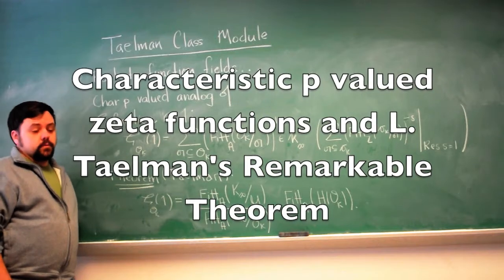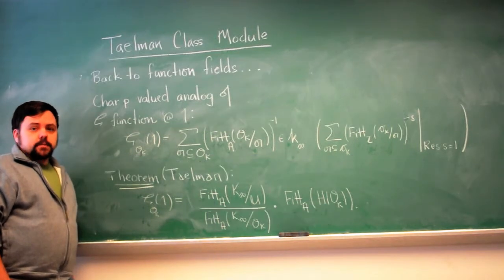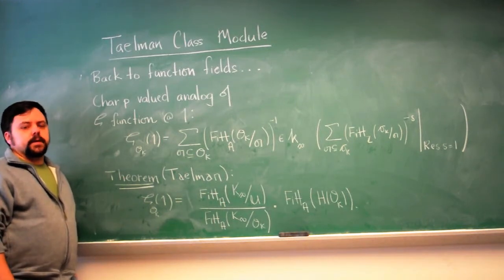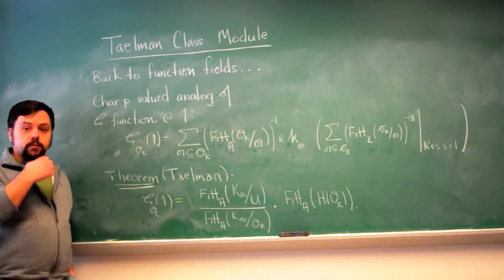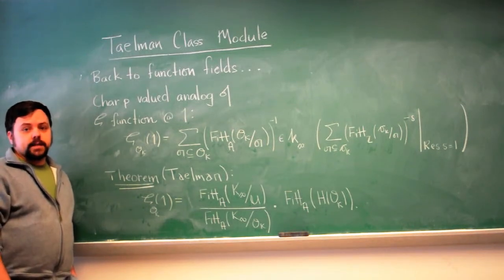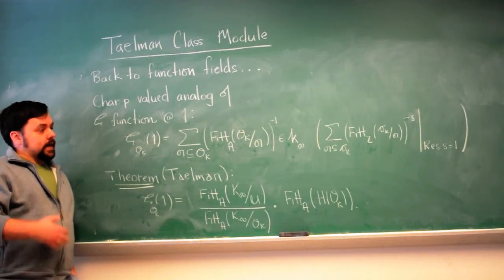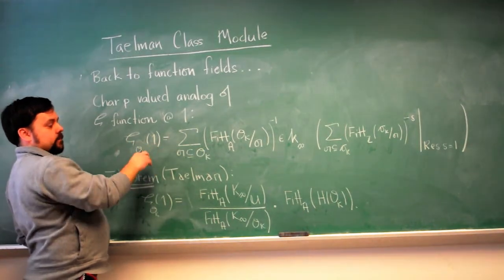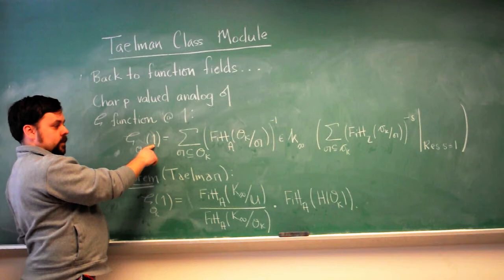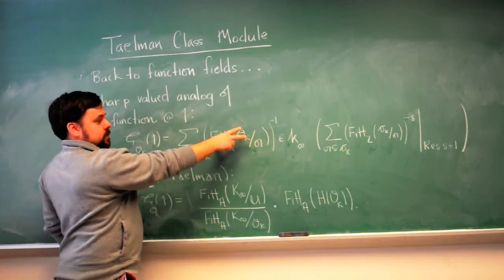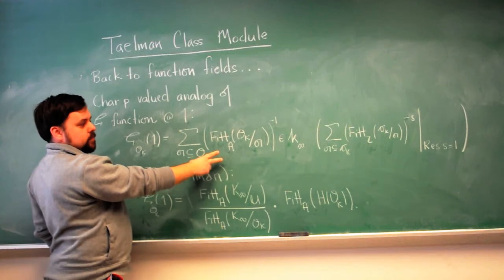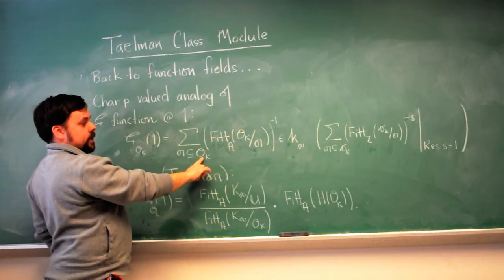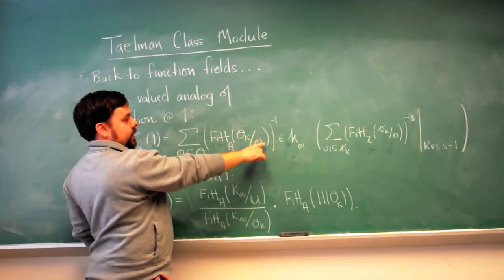So what do we expect a characteristic p-valued analog of a zeta function to look like? The functions themselves can be complicated to describe, and as far as today is concerned, all we care about is what's going on at a special value. So let's see if we can write down that analog. The most straightforward thing you could write down is something like this: the zeta function evaluated at 1, which is the special value we care about. In comparison with the number field setting, this seems to be the correct analog. The sum over all ideals A of O_K of the Fitting ideals of O_K mod A, inverse, right?